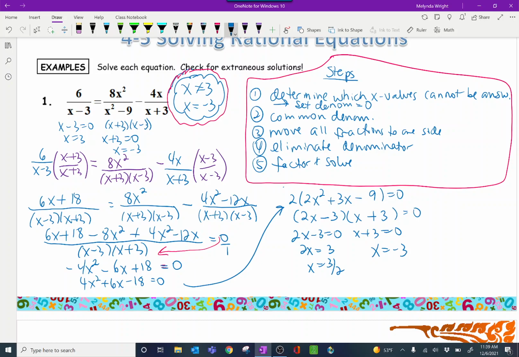What do we know about x being a negative 3? That is a problem, right? We just said up here that x can't be negative 3. Okay, so this is not okay.